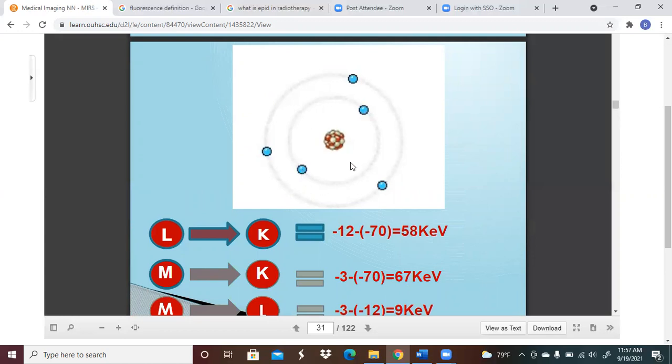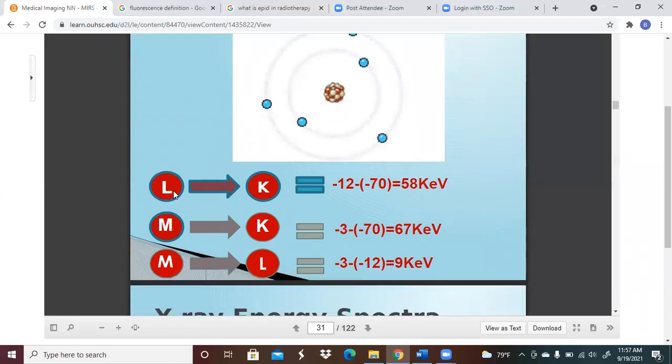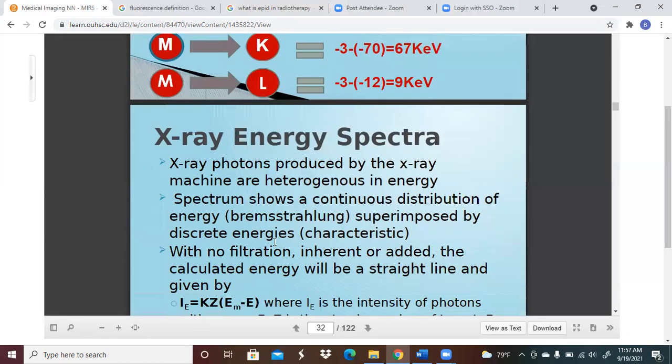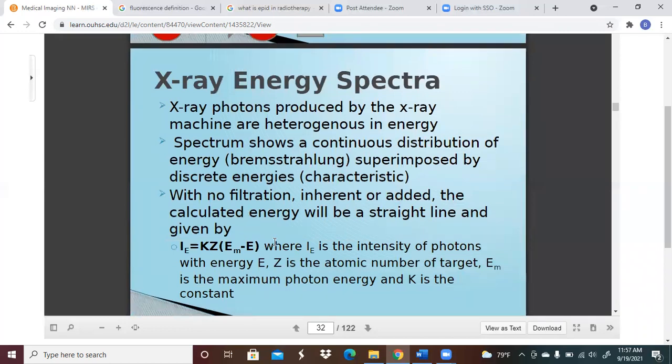It is more stable for the atom to be able to fill that vacancy with an outer shell, and then it can easily try to pick up something else in order to fill that shell. So as you jump from L to K, this is what's released. As the electron jumps from M to K, this is what's released. As it goes from M to L, this is what's released. So X-ray photons produced by the X-ray machine are heterogeneous in nature. In other words, it's a spectrum.